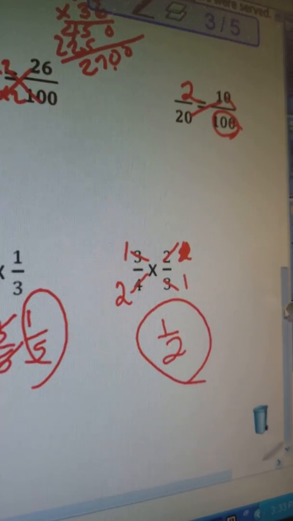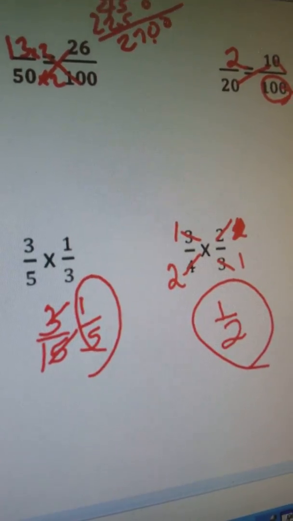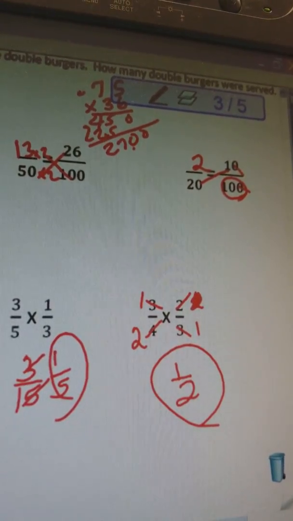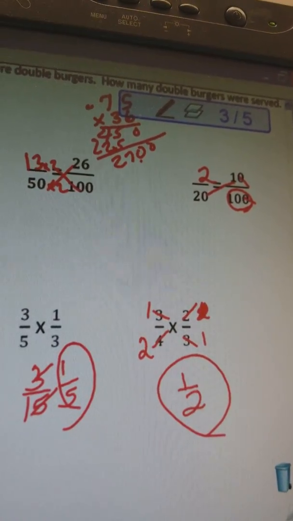Circle your final answer. And that's page 3. One more page to go, and you should be ready for your final. Well, not final, your midterm. Okay, thank you.